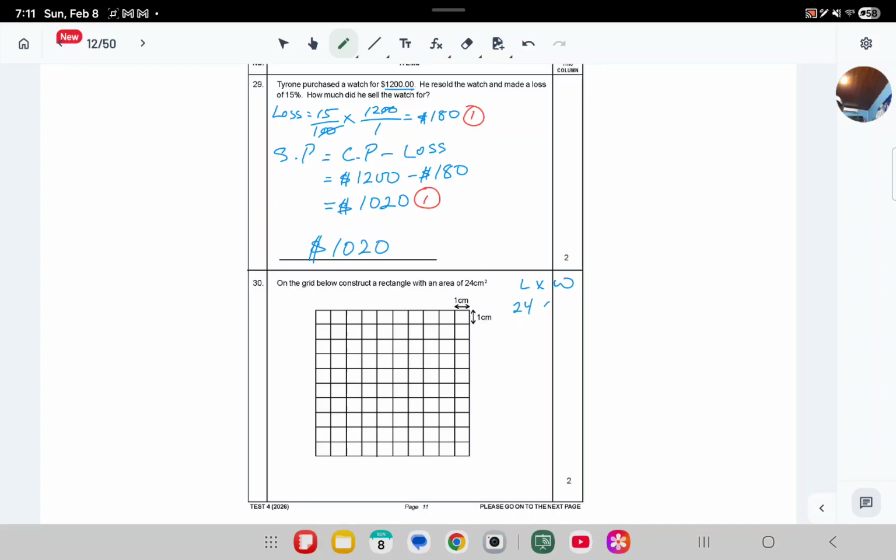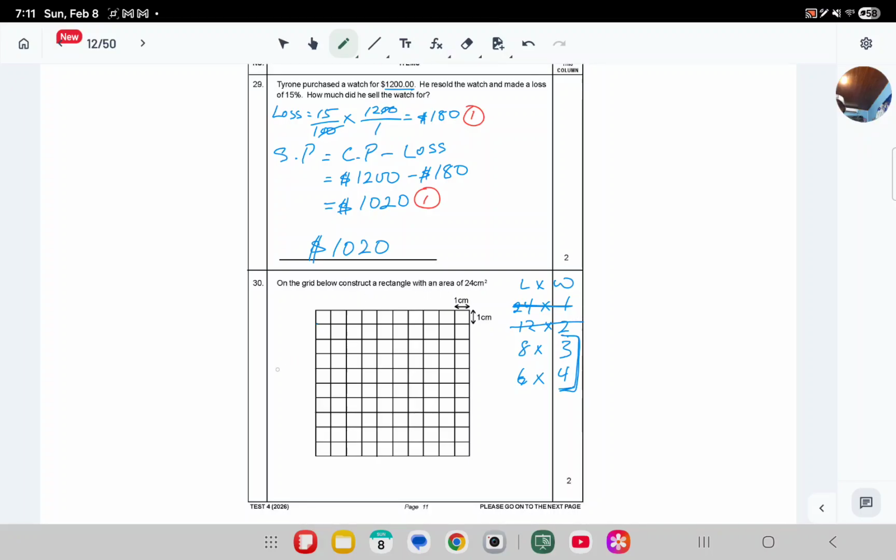So we could have 24 by 1. We could have 12 by 2. We could have 8 by 3. And we could have 6 by 4. Alright. Based on the grid now, we know we can't fit 24 for the length. So that's out. And we also can't fit 12. So this is out. So you could have any one of these two here.